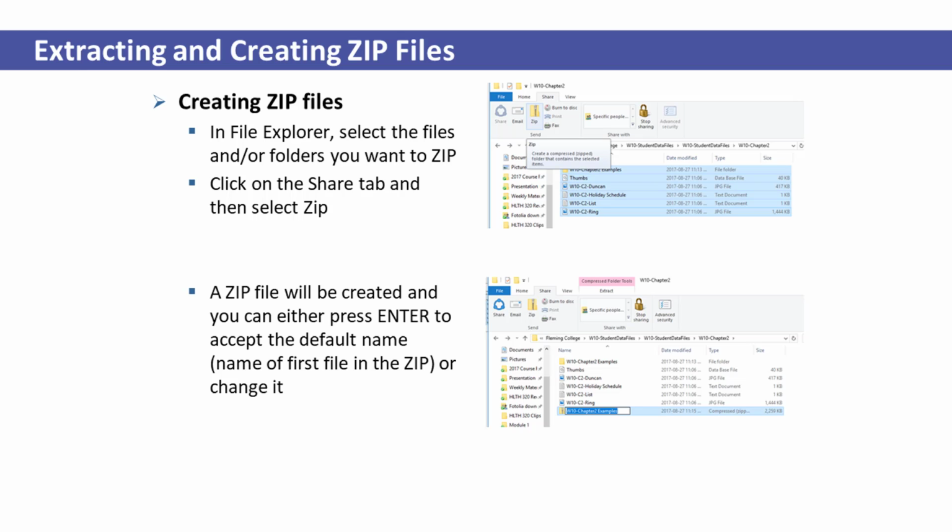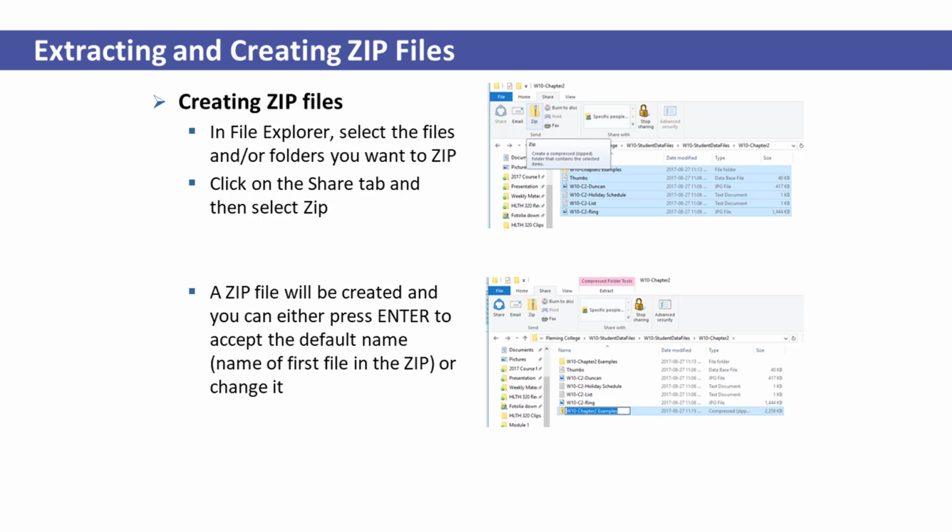If you want to create a zip file, it's very easy to do as well. In this case, what you want to do is select the files and or folders that you want to zip using it in File Explorer. And then click on the Share tab of File Explorer. You'll see the button for zip, and all you have to do is click on that.